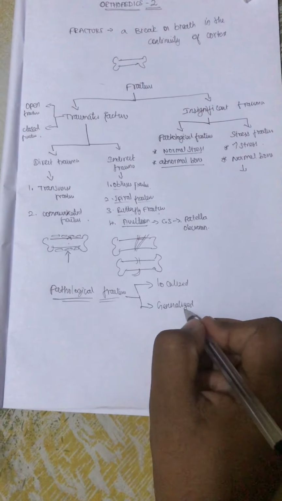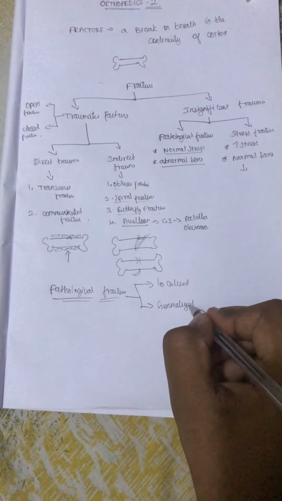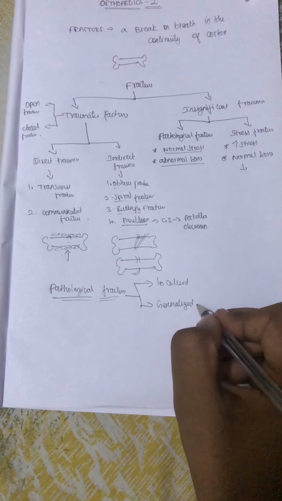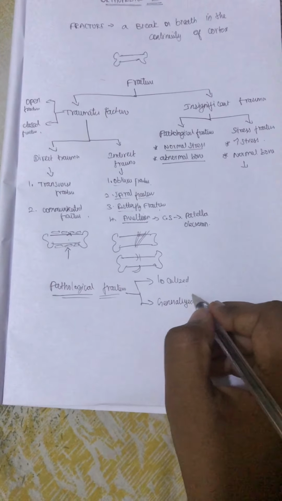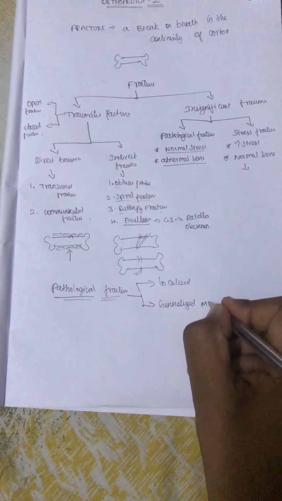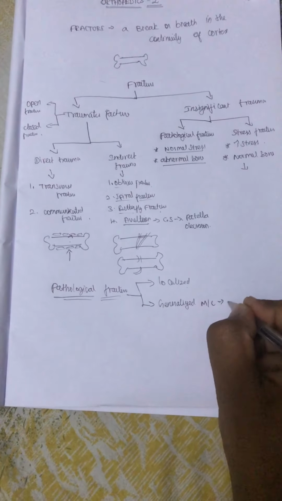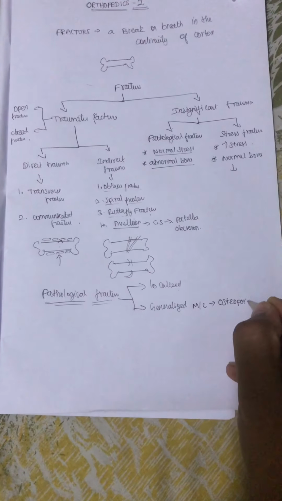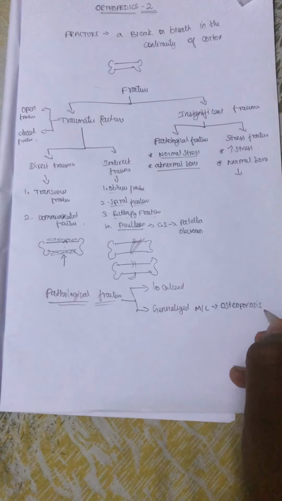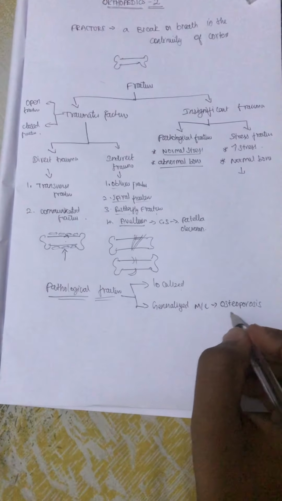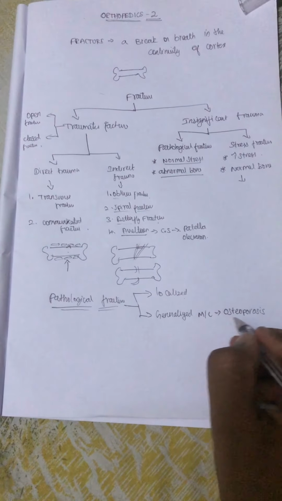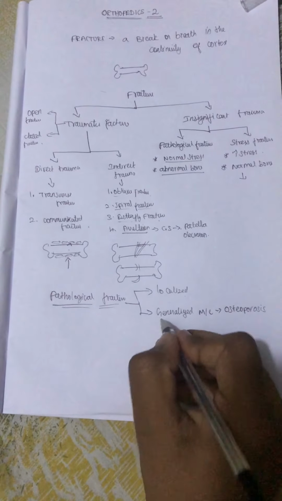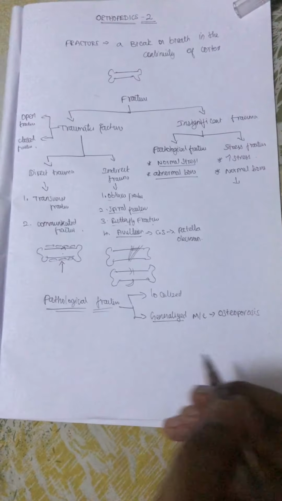While in the generalized fracture, the pathology is in all the bones, not only a particular bone. For example, the most common cause of generalized fracture is osteoporosis, which results in weakness of the soft bone of all the bones in the body, which can lead to fracture in all parts of the body. That is called generalized pathological fracture.